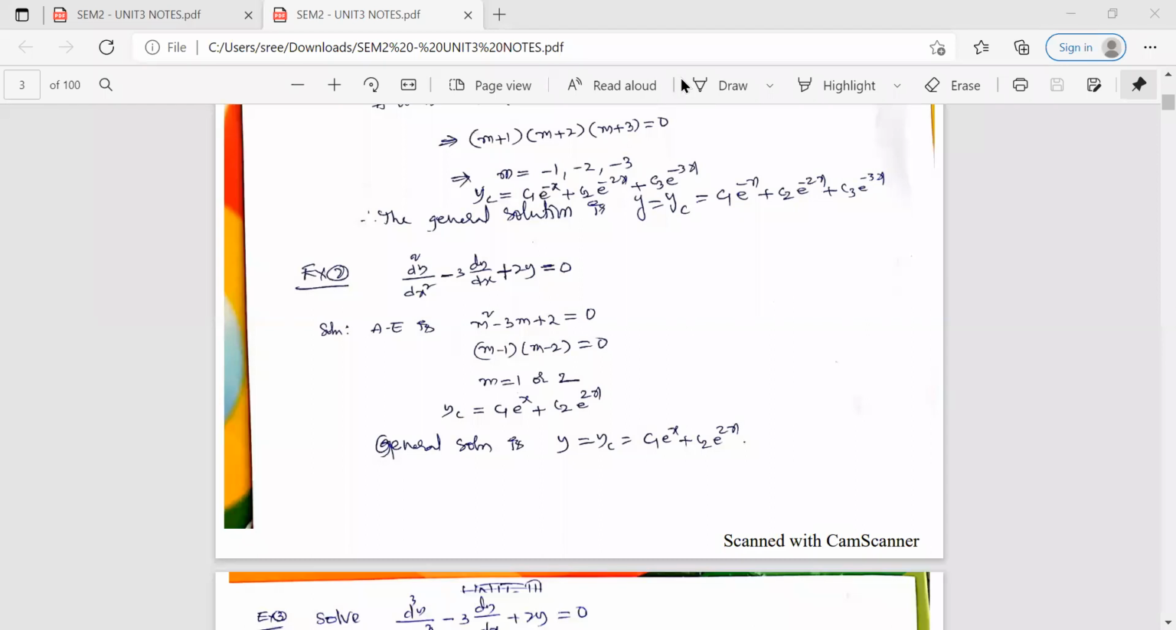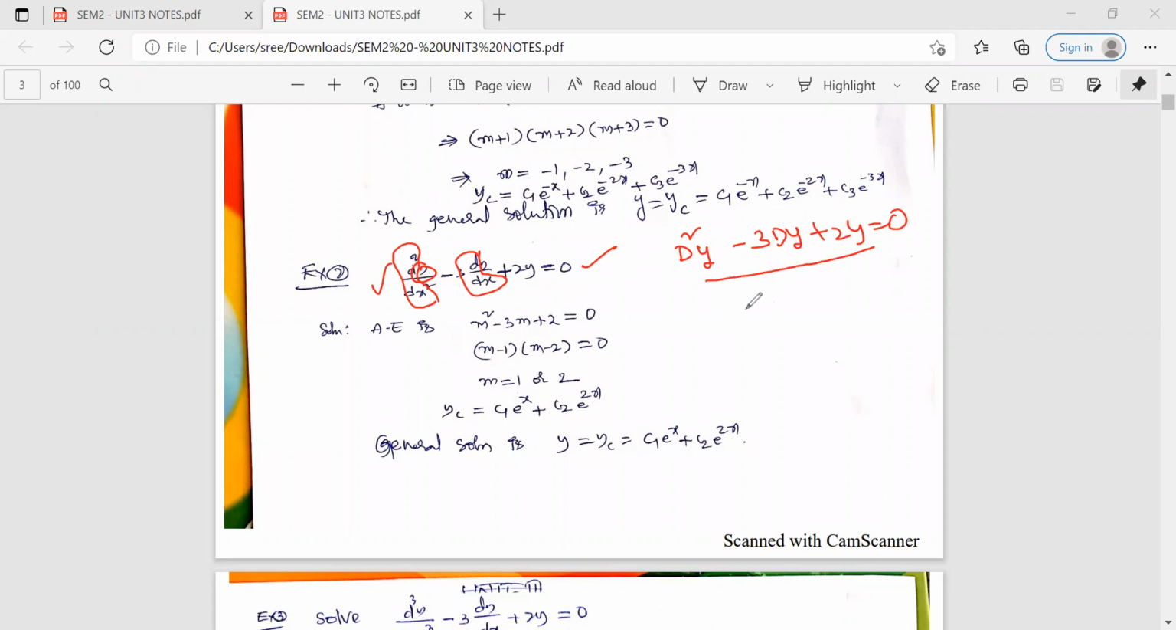Next, what is the second question? D square y by dx square minus 3 dy by dx plus 2y equals 0. Here also we substitute capital D in place of d square by dx square. So I write D square y, same minus 3, and I substitute capital D in place of d by dx, so capital D y plus 2y equals 0.